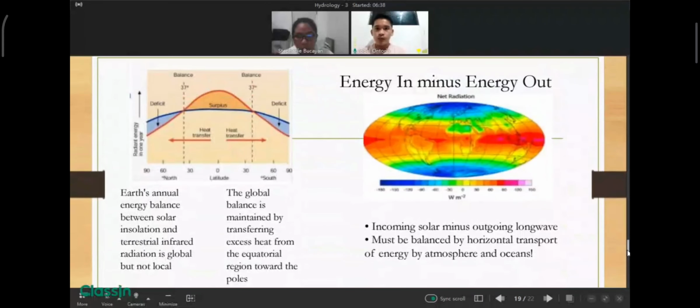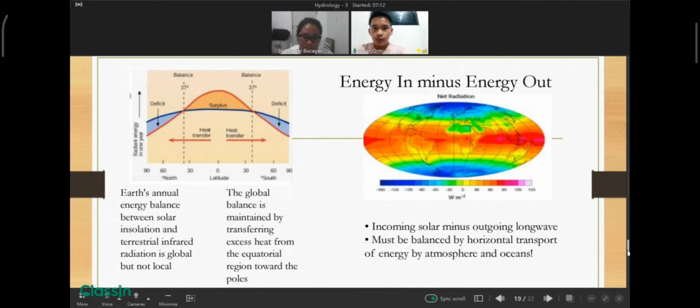Energy balance between solar insolation and terrestrial infrared radiation is global, not local. The global balance is maintained by transferring excess heat from the equatorial region towards the poles. So energy in minus energy out. Incoming solar minus outgoing longwave must be balanced by horizontal transport of energy by the atmosphere and ocean.